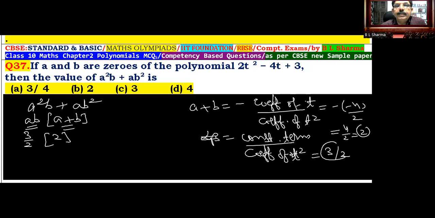This is not alpha beta, that is ab. So 2 and 2 cancel. What is left? 3. So 3 will be the answer here. So for a square b plus ab square, where a and b are the zeros of this given quadratic polynomial, the value will be 3, and C is the correct option.